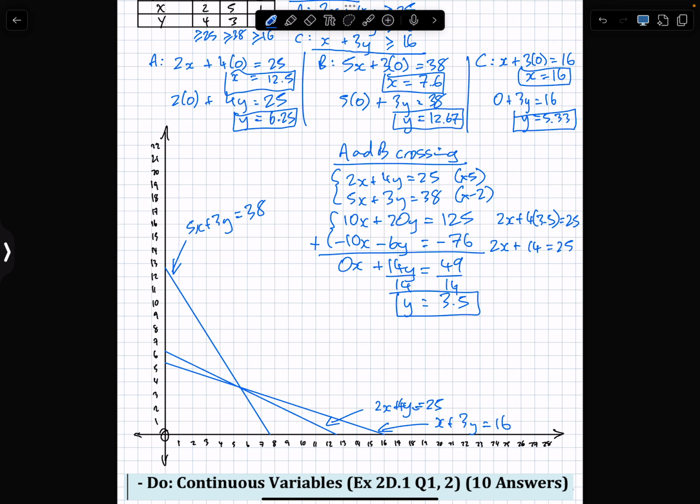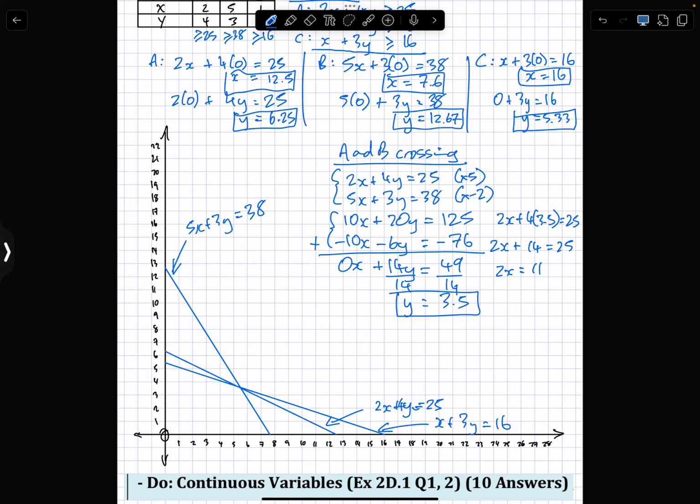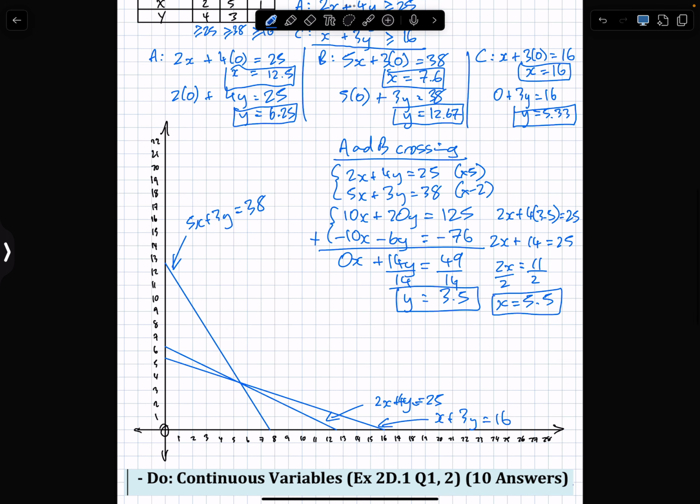What's the opposite of adding 14 to something? Minusing it, so 25 take 14. 11. What's 2 doing to x? Timesing. Opposite of divide. Good. So x is going to be 5.5. So we think right now we've done one equation that says maybe it's 5.5 comma 3.5 question mark.